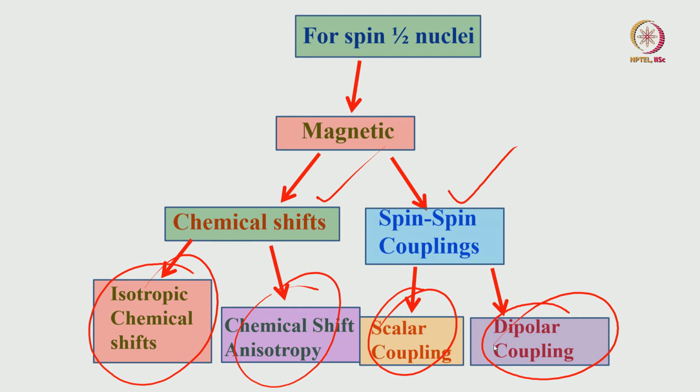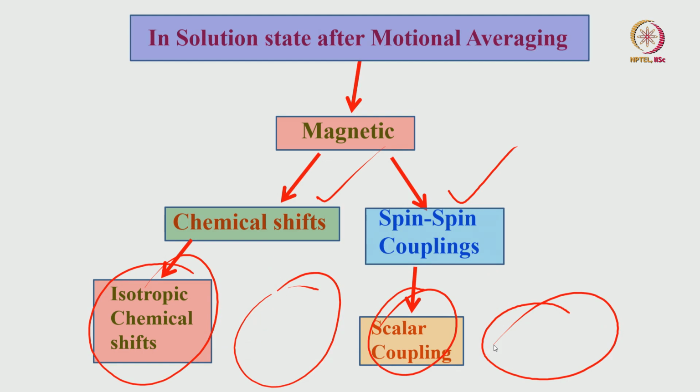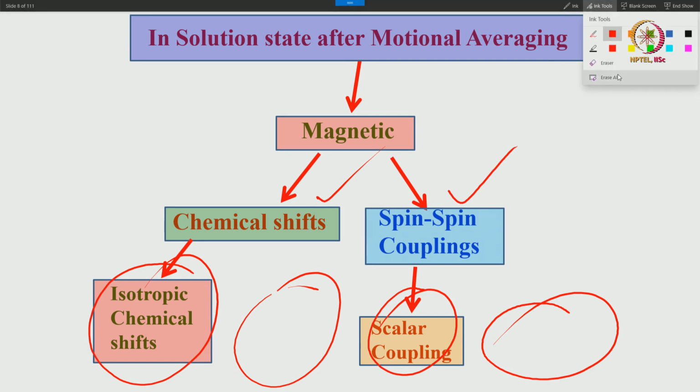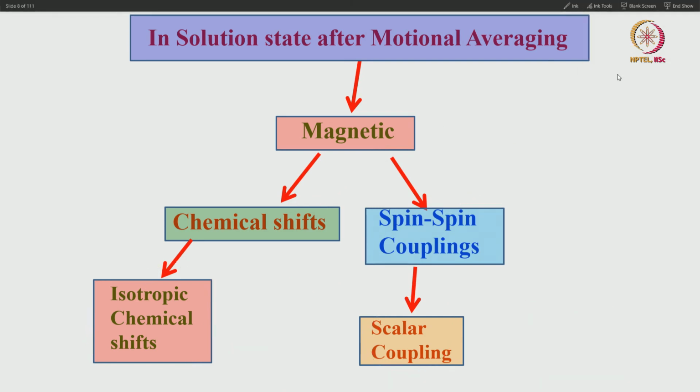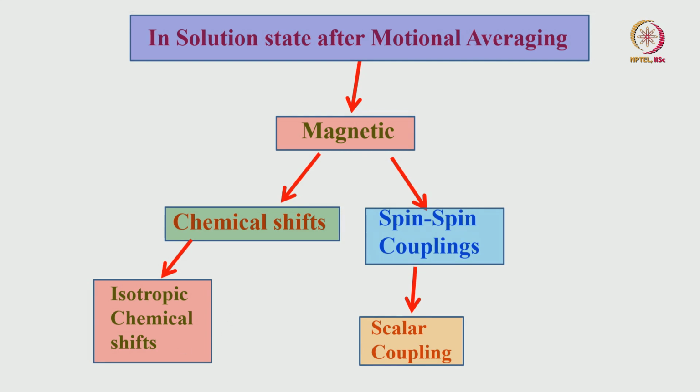But in this course, we are not discussing solid state NMR. Solid state studies were discussed in one of my previous courses, the advanced course. So, if you go to solution state NMR, then there is motional averaging. Because of the motional averaging, the chemical shift anisotropy and the dipolar coupling both will get averaged out; they will not be present. What we are going to see is only isotropic chemical shift and scalar coupling.